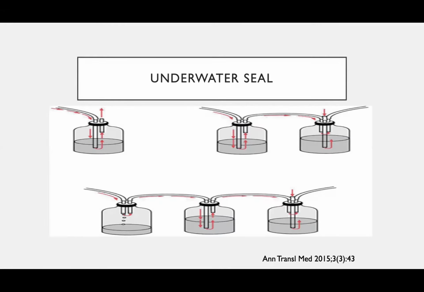So the principle of the underwater seal itself, as you can see here, has gone through many evolutions over time. This is the very simple underwater seal, where the tubing coming from the patient, the silver chest tube, has its connector under the water level itself, so it can trap any air from going back into the pleural cavity.